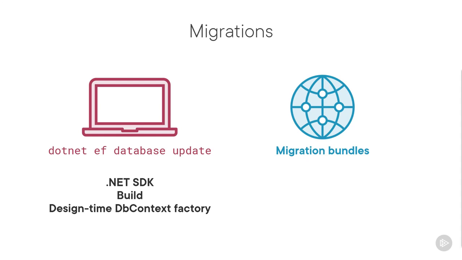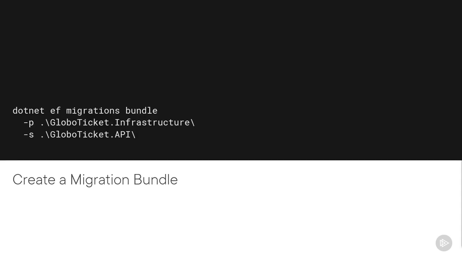But shared environments don't have the .NET SDK. They use the .NET runtime. And they can't build a project from source code because you didn't even deploy the source code to these environments. So just like we build and publish our source code to run in a shared environment, migration bundles build and publish our migrations. To create a migration bundle, you run the command dotnet ef migrations bundle.